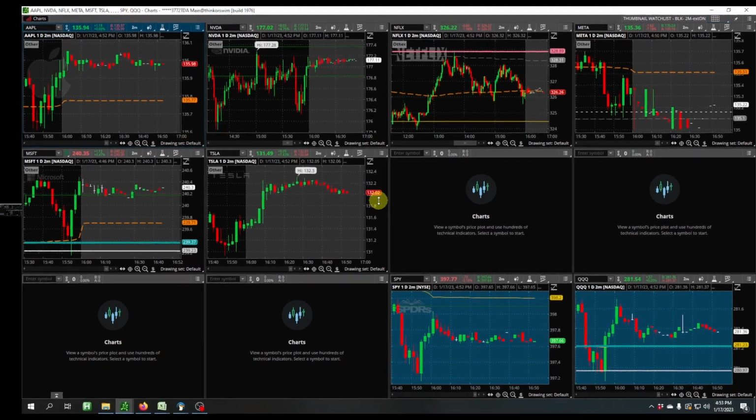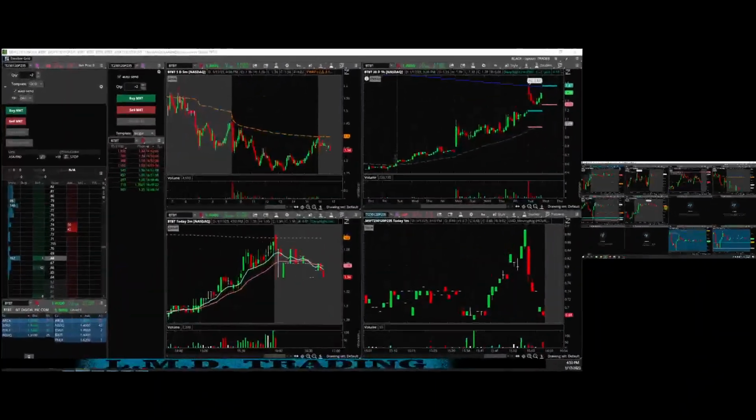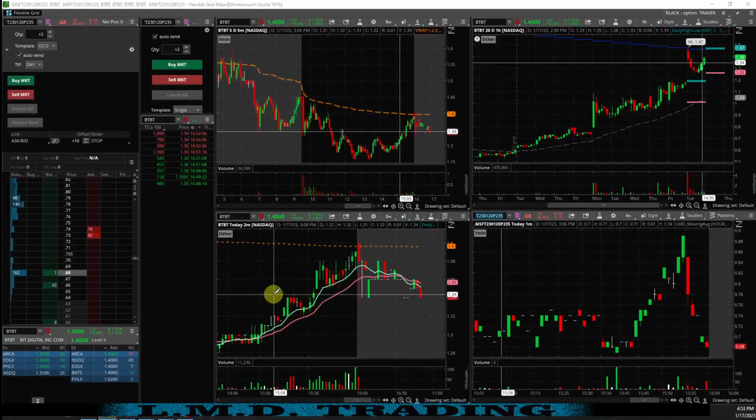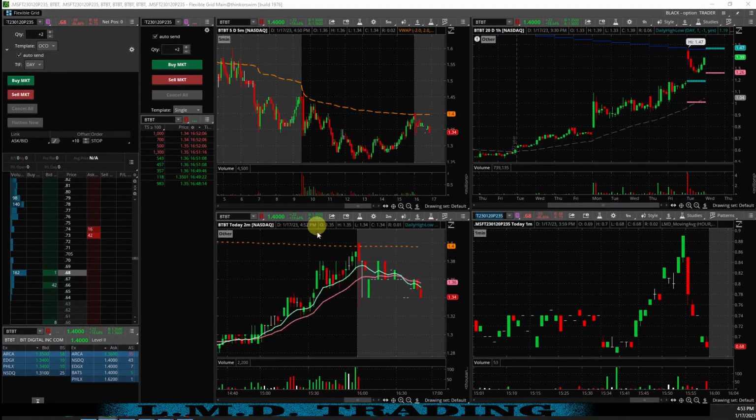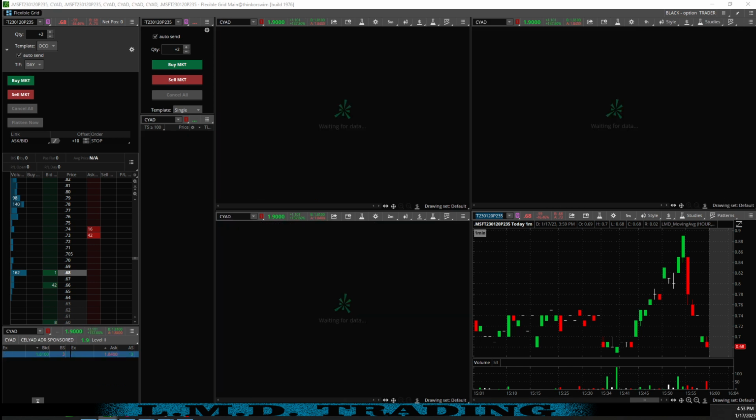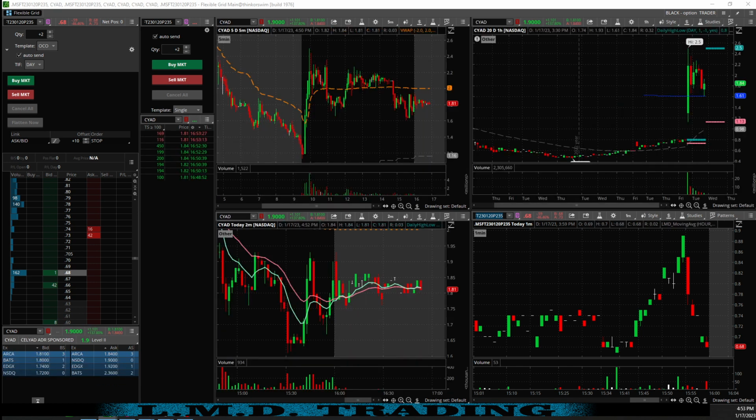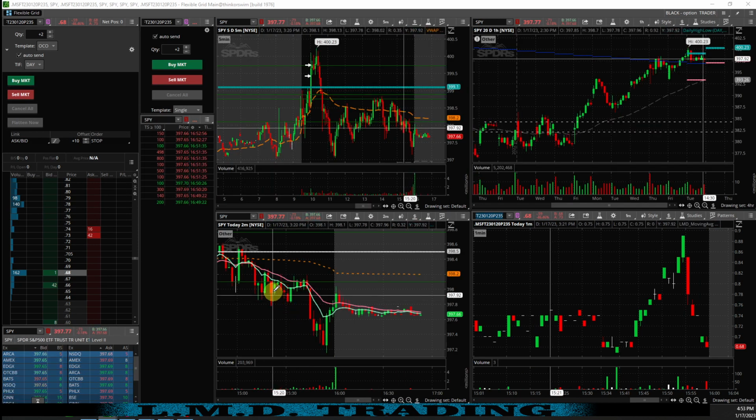Left screen where the magic happens. On the left screen, I have the charts that I actually want to be looking at when I'm trading. So let's go back. I'm gonna click this one. Let's see if it's doing anything. Not really doing much. It got a lot of volume, but not really doing much after hours. So we'll go back to the SPY. Got lines and everything on the SPY.